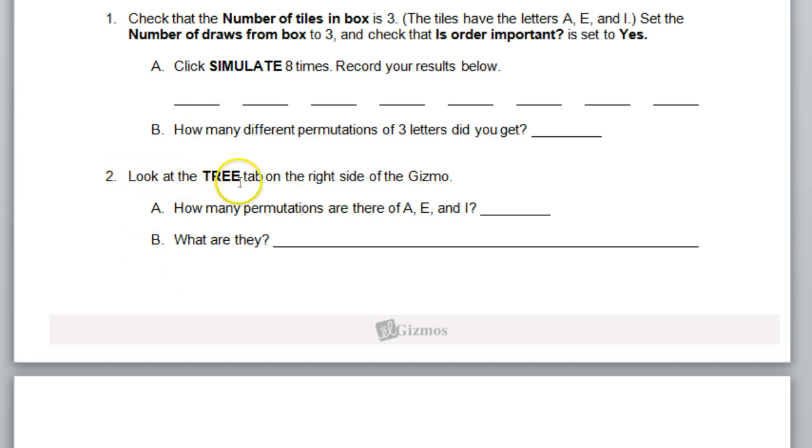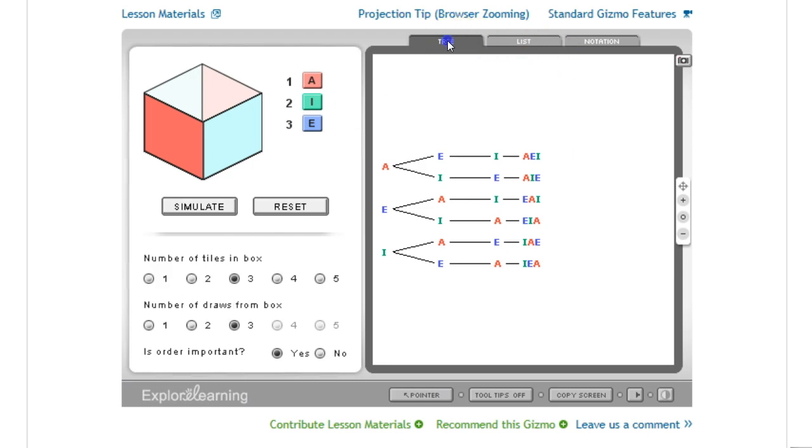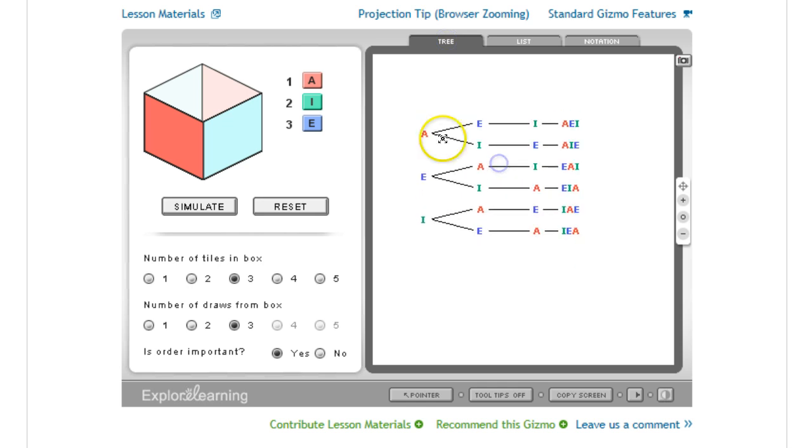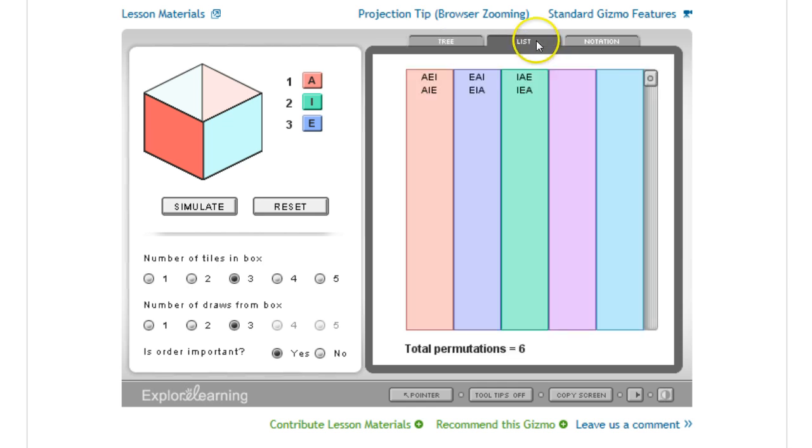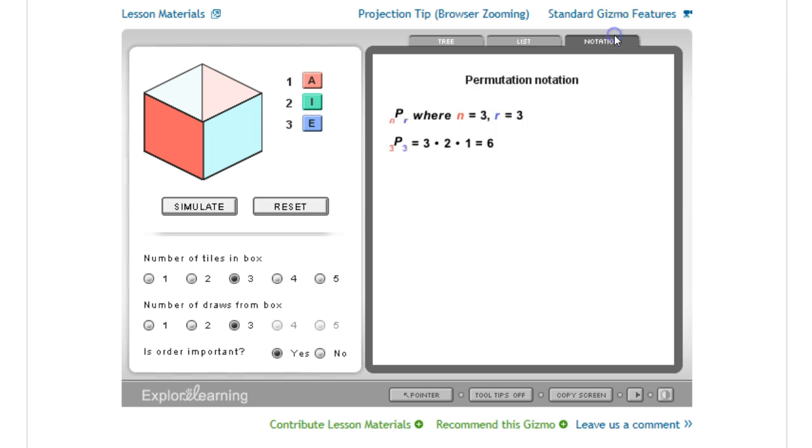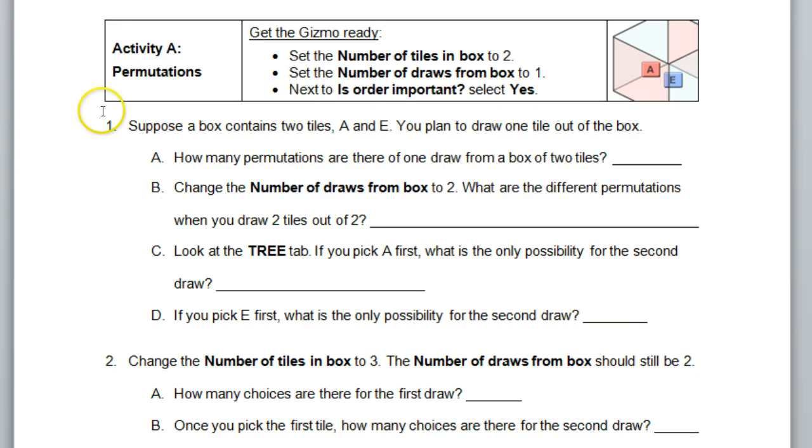Then it also asks you to look at the tree tab on the right side of the Gizmo. If we look at the Gizmo, there is this tree tab right in here. So we have the trees. We also have a list format, and there's also the official notation, which you would be writing when you're writing a test or an assignment or a report. When you're doing the activities, it's important that you read these boxes at the top, which give you the instructions. Here you're told the number of tiles to set, the number of draws, and whether the order is important. For this first assignment, the order will always be important.